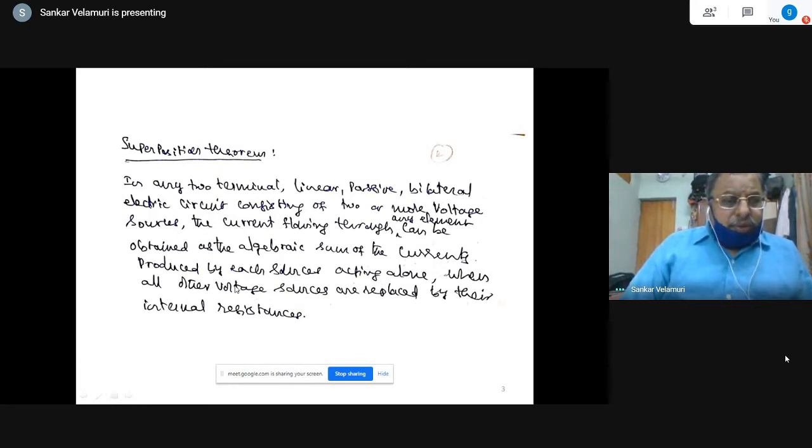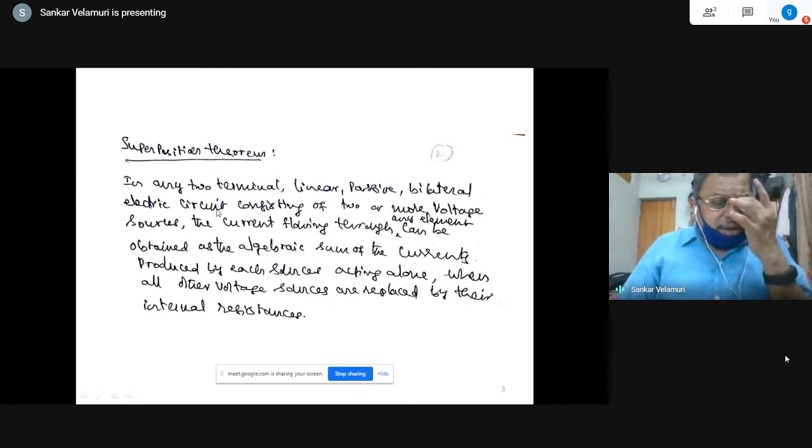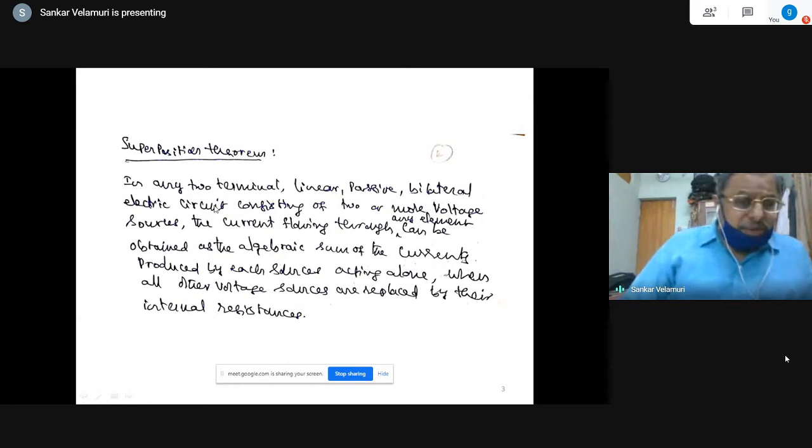So I repeat the statement: in any two-terminal linear, passive, bilateral electric circuit, these things I have explained already. What is linear, passive, bilateral I have mentioned in earlier lectures also. An electric circuit can be synonymously replaced with an electrical network. I will answer the question that is raised also: circuit and network are used synonymously, as I already informed you.